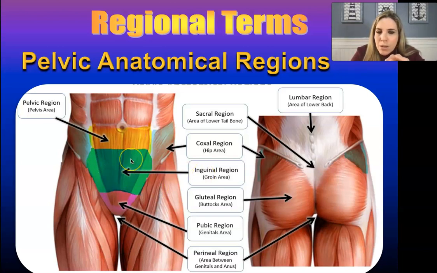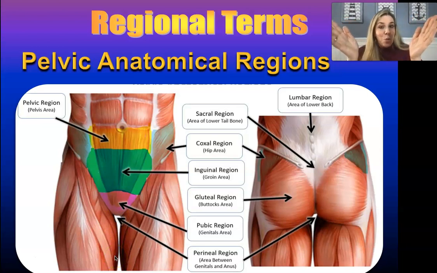But contrast the groin area with the pubic region, where we're talking about the actual genital area. So those are 2 different regions. So inguinal is going to be kind of superior to the pubic region. We have the perineal region. So this is a region between the anus and the genitals.